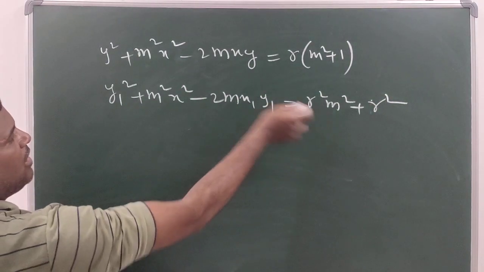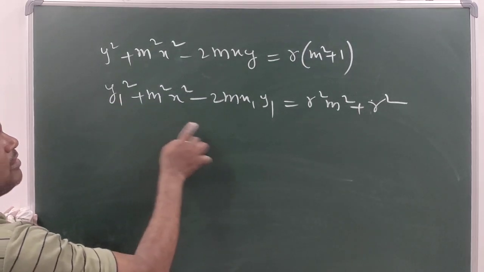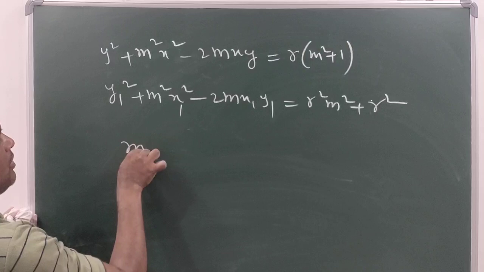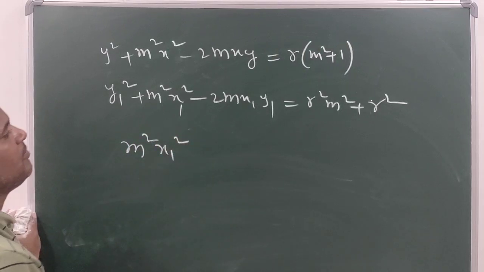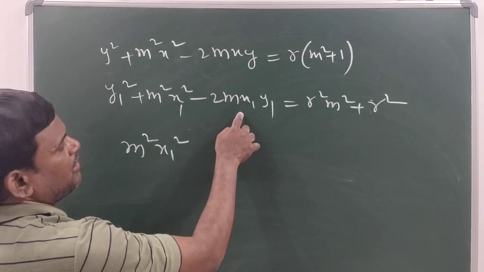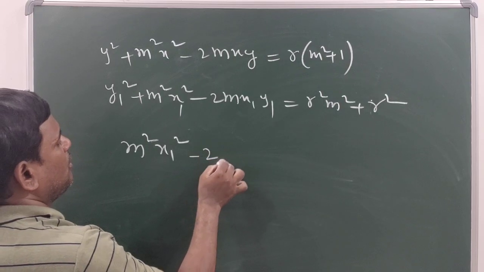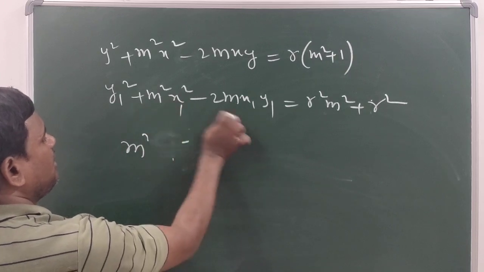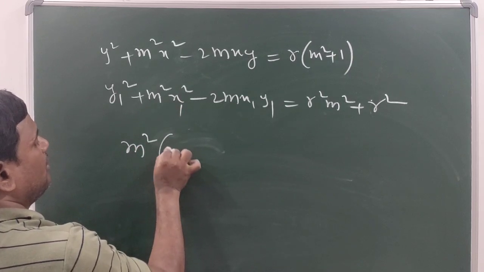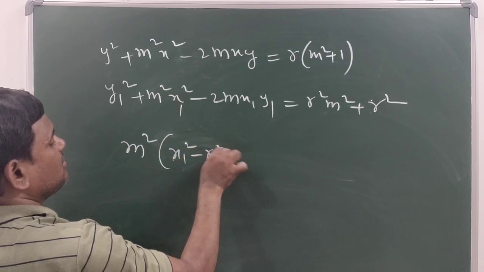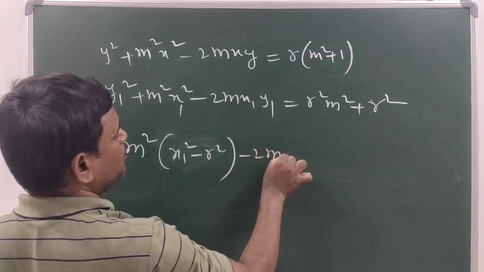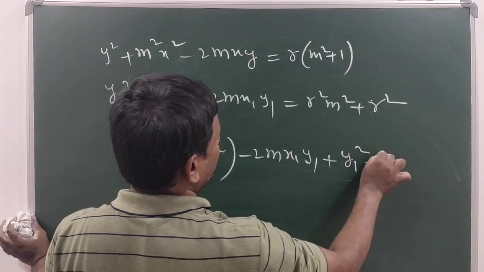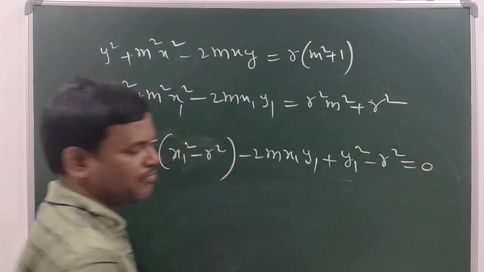Now bring all of them to the left side. First write x term, m square term, m square x1 square. Next, when you bring this to the left side and take m square common, what do we get inside? x1 square minus r square. Here minus 2m x1 y1. Here y1 square minus r square is equal to 0.